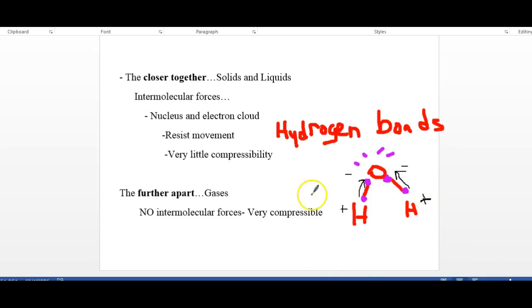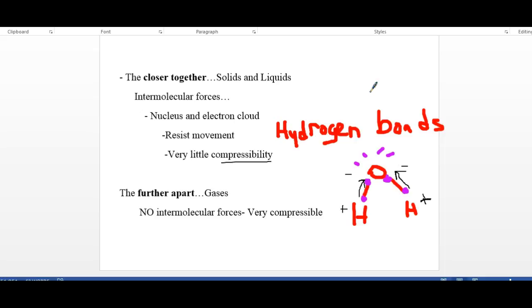Any molecule that has this kind of nature has an extra force that it can hold things together with, and that's what happens here. There are some other types too, but we're not going to really talk about them today. So these resist coming apart through hydrogen bonds, intermolecular forces, all those kinds of things. Because they're so close together, there's little compressibility. You can't really push them together because they're already together.